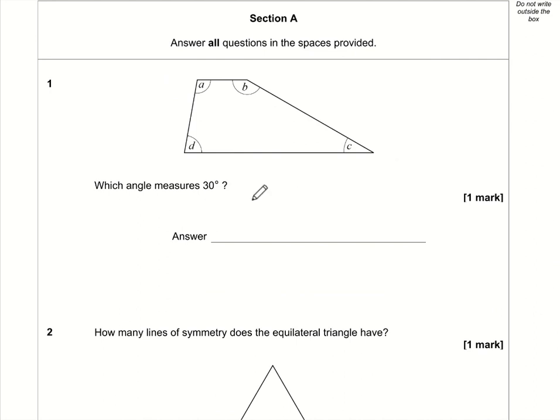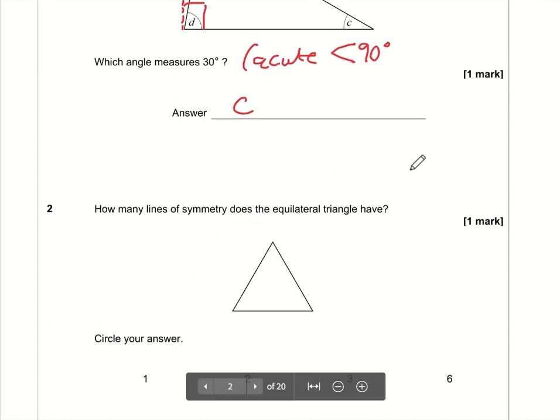Which angle measures 30 degrees? So this is about identifying an acute angle. Remember that an acute angle is any angle which is less than 90 degrees. Well, we can see that A is greater than 90 degrees, B is also greater than 90 degrees, so it could be D or it could be C. However, we can see that D is pretty close to being a right angle, so that is very close to 90, whereas C is much smaller, so C is the angle that is 30 degrees.